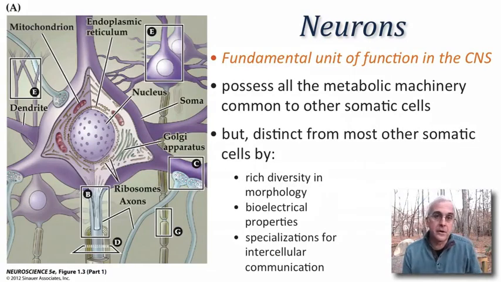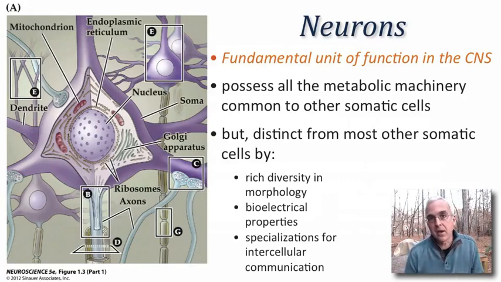Neurons come in a rich diversity of form, and we call that form morphology. So when one sees diversity of morphology, you should be thinking that there might also be diversity of function, or physiology, and indeed that's the case, as form and function and structure are intimately connected within the central nervous system, even at the level of individual brain cells. Neurons have unique bioelectrical properties that distinguish them from most, but not all other somatic cells.